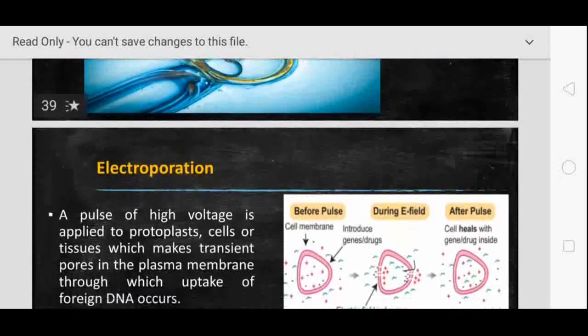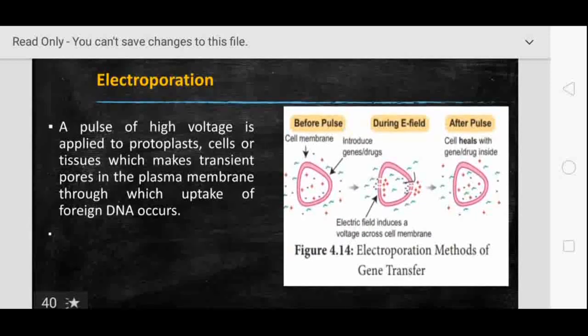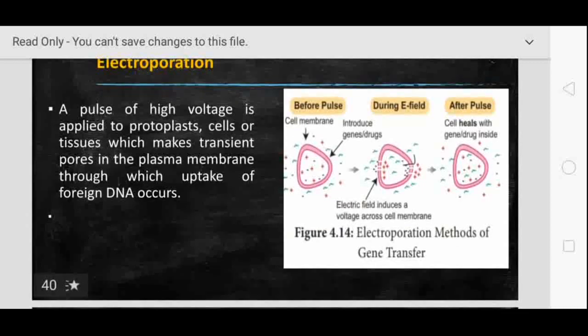The next process is called electroporation. I already said a high voltage electrical field is applied to the protoplast or cells or tissues. This makes temporary holes in the plasma membrane. As a result, the DNA easily enters into the host cell. Just observe the picture, electroporation.